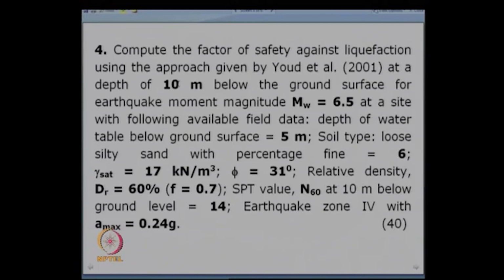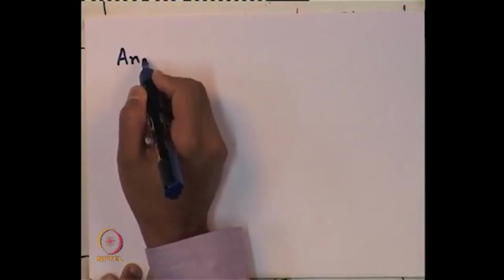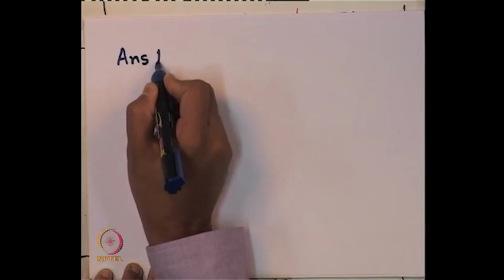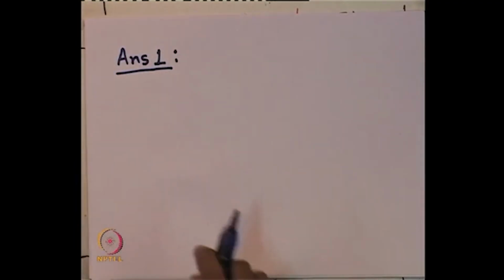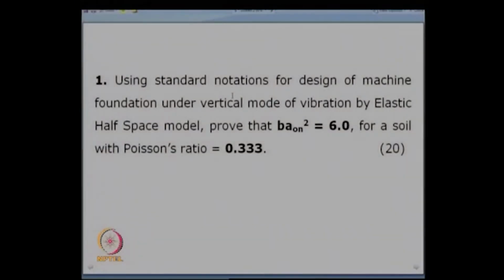Now, let us see how the solution of these 4 questions can be done with steps and details. What is the possible set of solution we can have for this quiz? For the first question, let us write down the answer. So, let me keep in this slide here the question number 1, so that we can easily write down the solution.